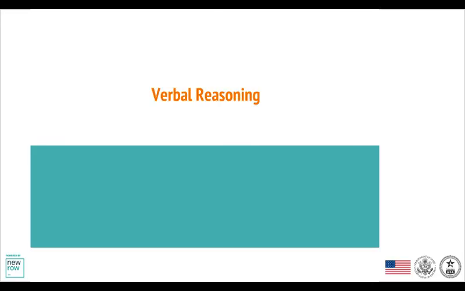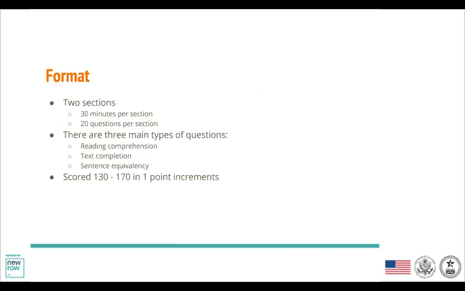So verbal reasoning is the last of the three sections. The verbal reasoning is organized into two 30-minute sections, each with 20 questions. And there are three main types of questions that we're going to look at briefly here. Reading comprehension, text completion, and what we call sentence equivalence or sentence equivalency.